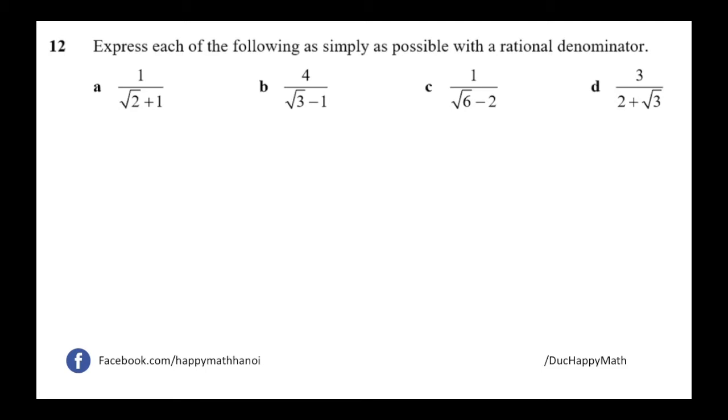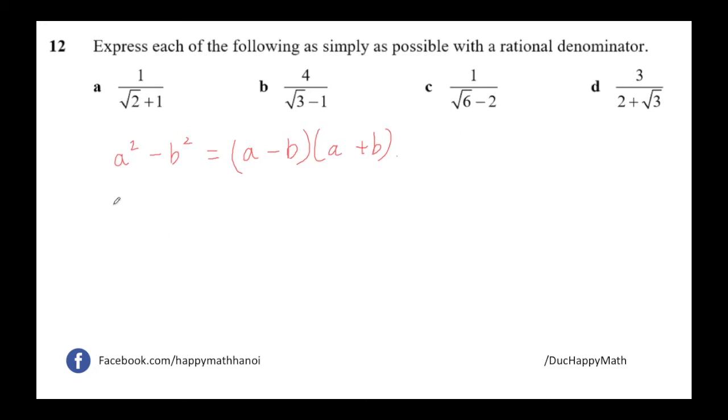This exercise I call a conjunction. So what does that mean, conjunction? You will have the identity from your high school or maybe secondary school: a square minus b square will be equal to a minus b times a plus b.